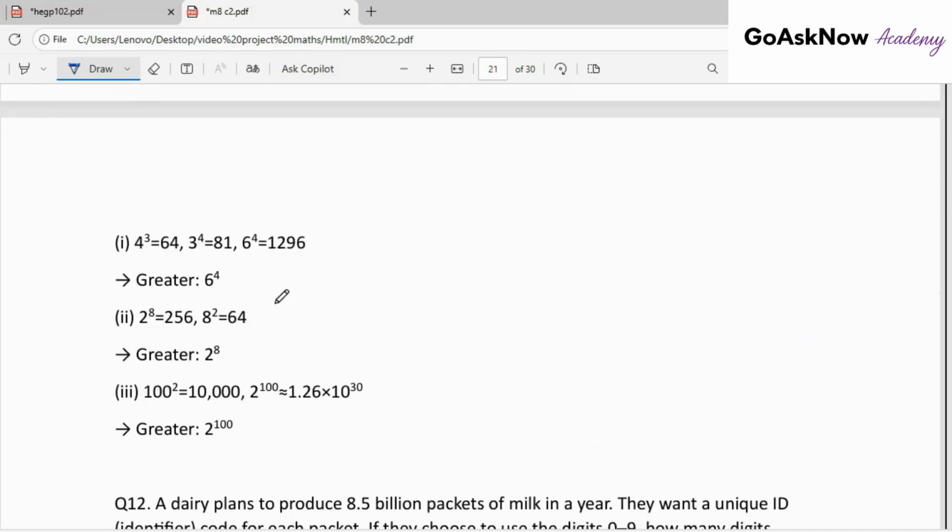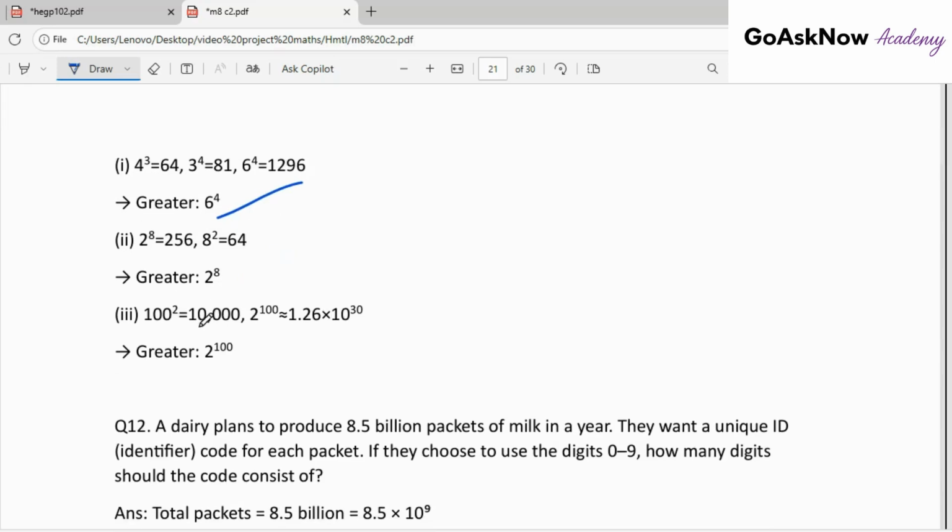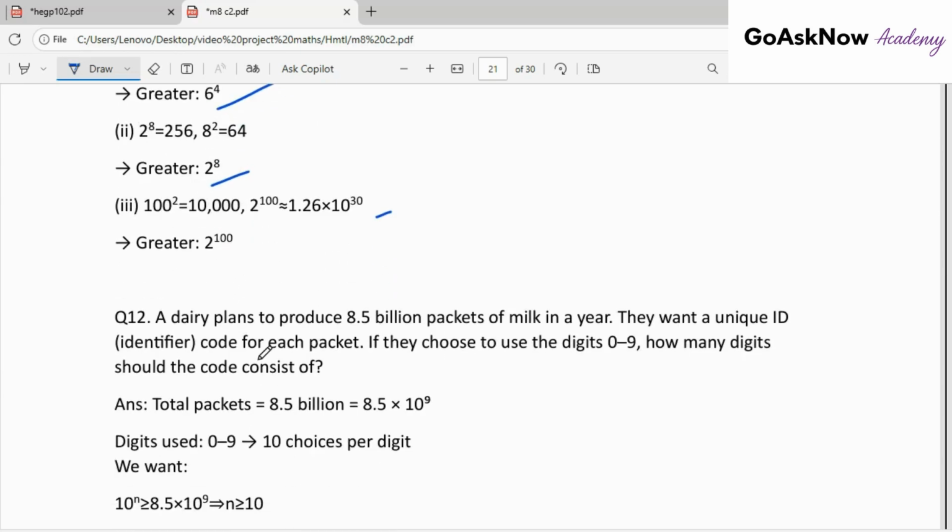4 power 3 which is 64 and 3 power 4 is 81. 6 power 4 is 1296, which is 6 power 4 is greater. 2 power 8 is 256. 8 power 2 is 64. 2 power 8 is greater. 10 power 2 is equal to 100. 2 power 100 is equal to 1.26 into 10 power 30, so 2 power 100 is greater.